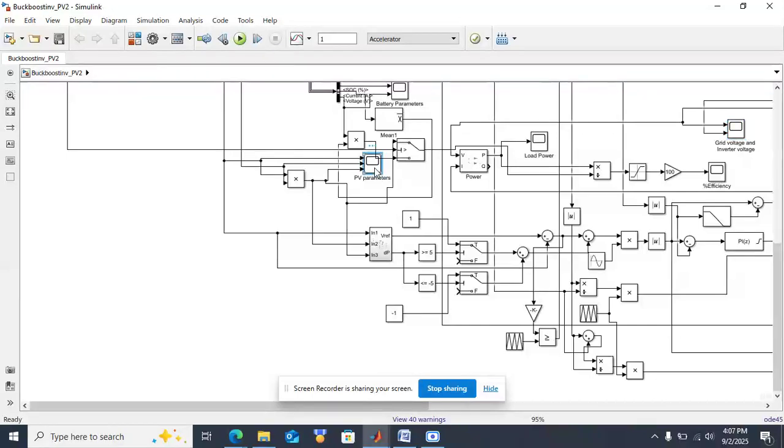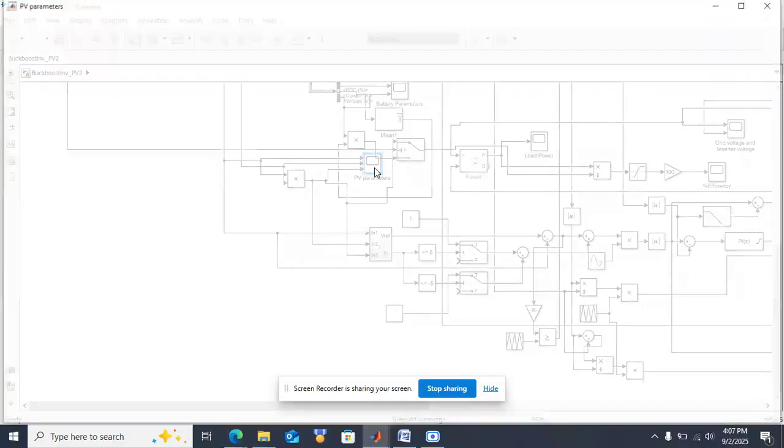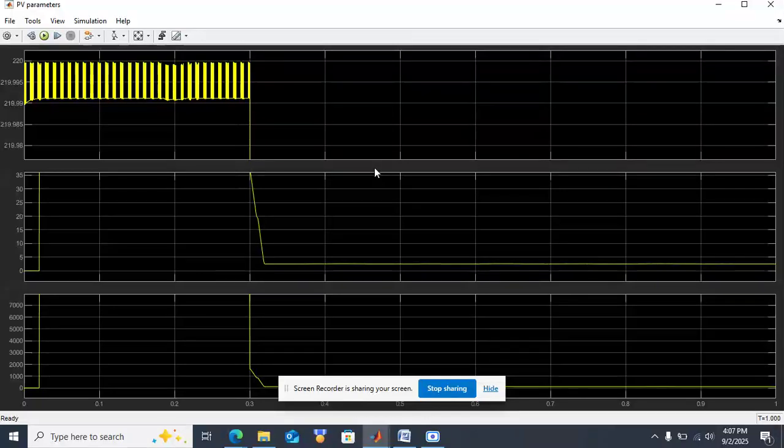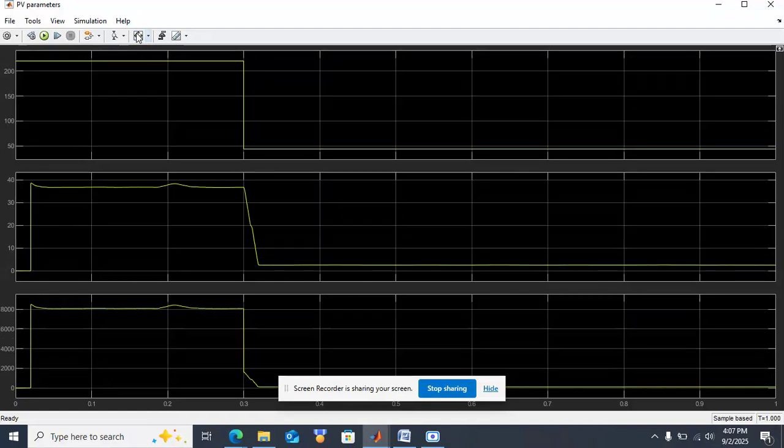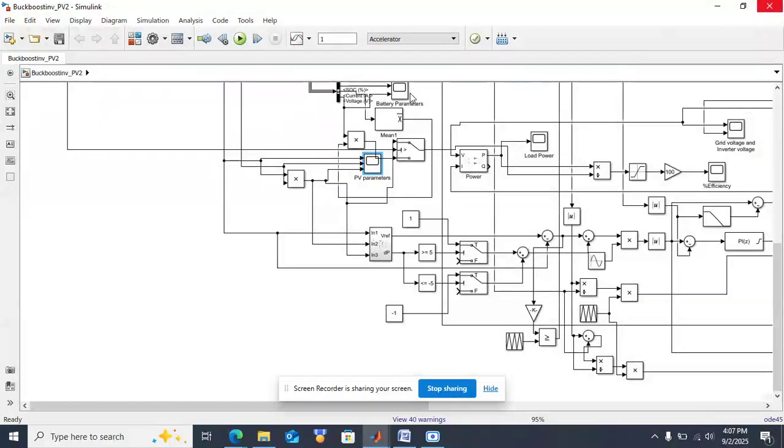And these are the PV parameters. That is PV voltage, PV current, and PV power. PV voltage is around 220 volt, PV current is around 38 amps, and PV power is around 8 kilowatt. And here these are the battery parameters, battery voltage and SOC.